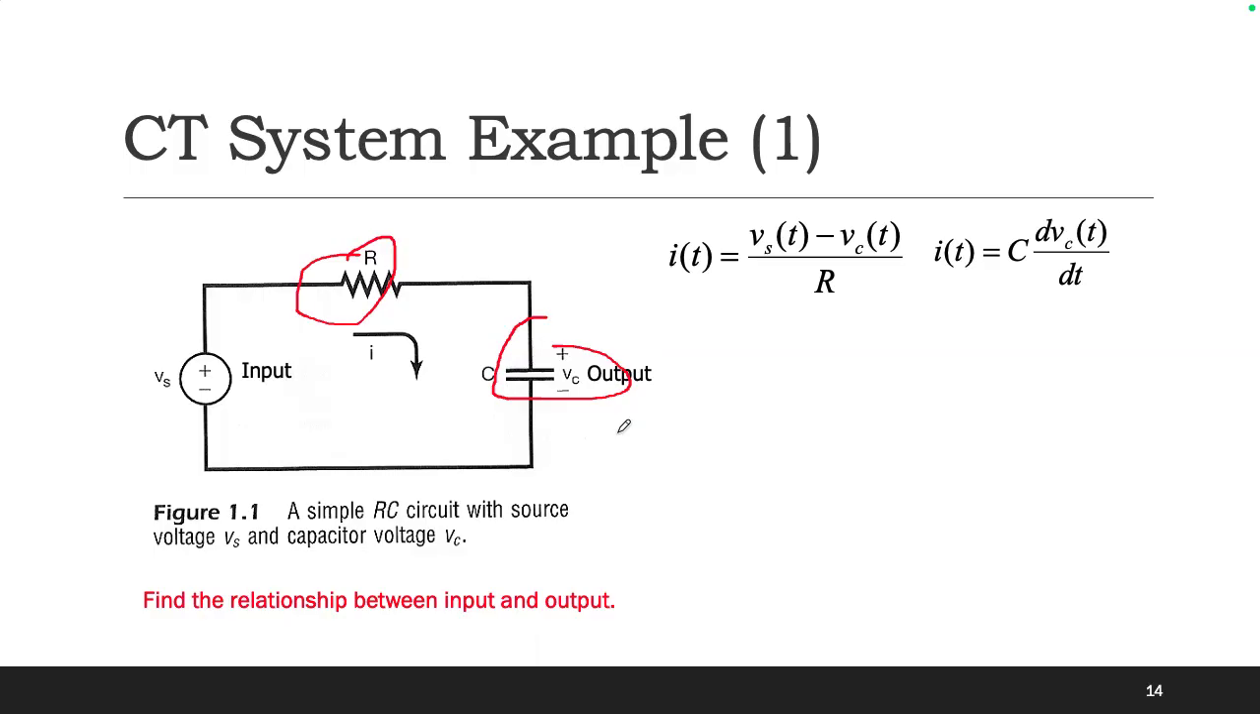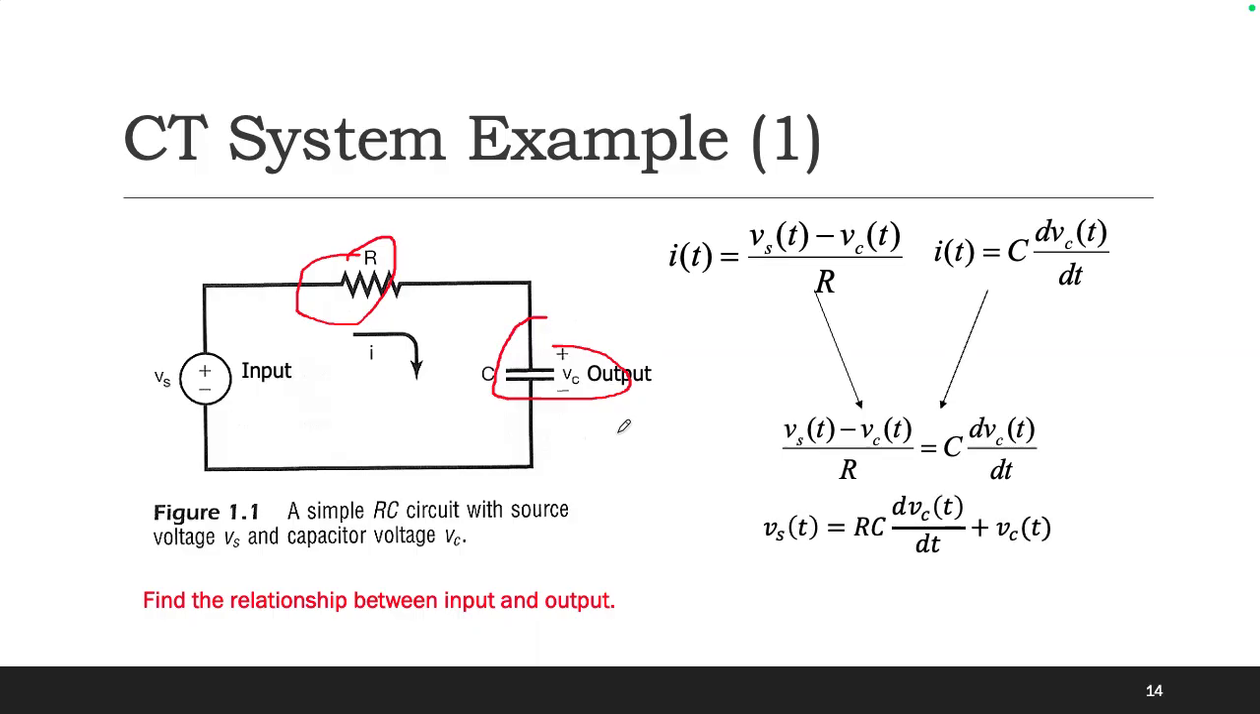Then those two should be equal, so we can have this equation. That makes sense to you? Am I right? And so then we have this equation. Because we want to find Vs and Vc, we put Vs in one direction and Vc in the other direction, and then put the RC here and the Vc here. And then we have this equation. Any questions so far?